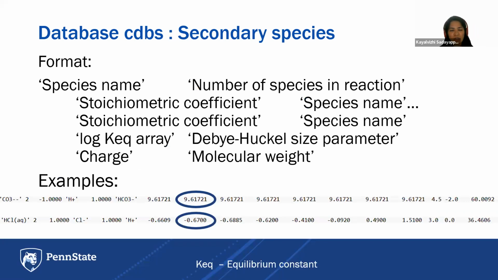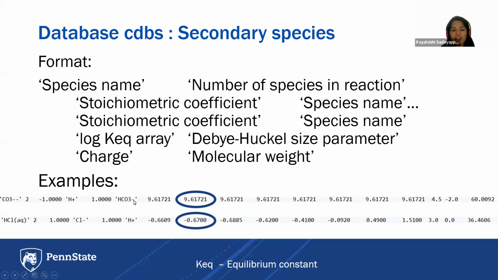In case of secondary species block, we have a much lengthier format. So in this case, we start with the species name, for example, here carbonate, and then we specify the number of species in the reaction. For example, the carbonate reaction has two other species, that is H+ and bicarbonate. So we specify 2 as the number of species in reaction, followed by the stoichiometric coefficient of each of these other species and their name.